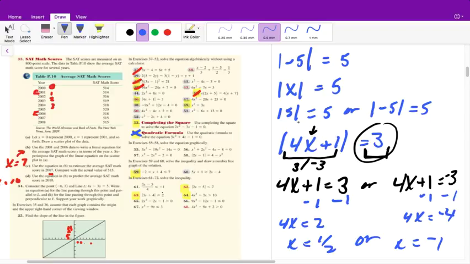So what we're saying is, well, this inside of our absolute value could be a positive 3, or it could be a negative 3, because we know that regardless if it's positive or negative, it's still going to give us the positive answer that we need, right, for the absolute value.